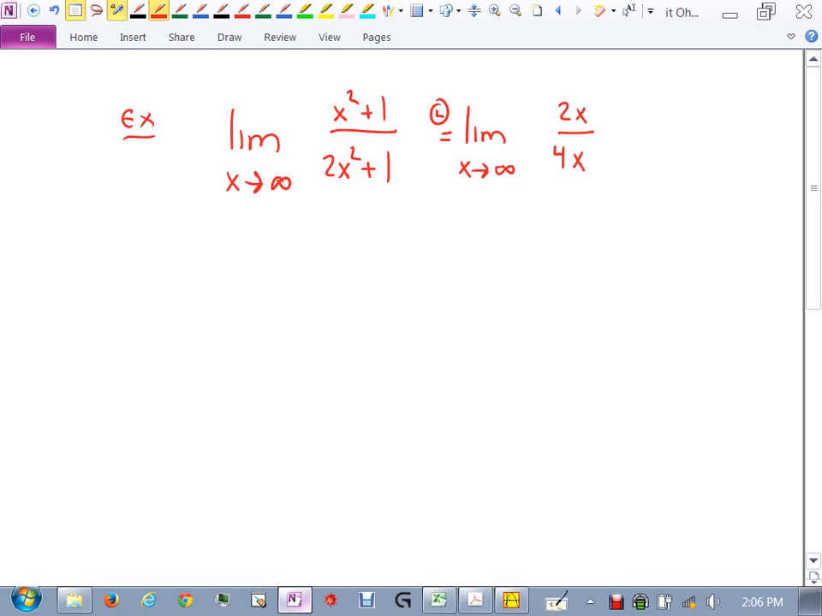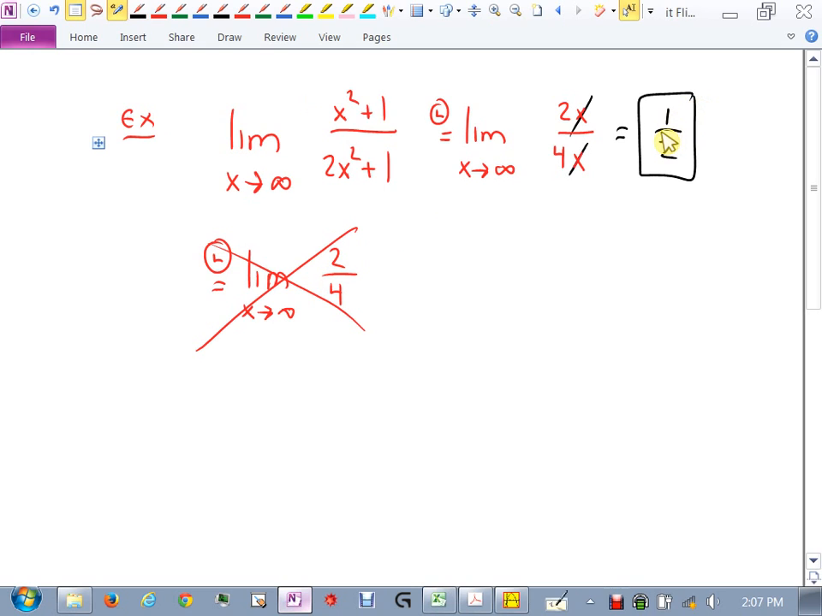But let's just say you got all gung-ho and you did L'Hopital again. In this problem you could, but you would get 2 over 4, right? If you did L'Hopital again. But this would be an illegal move. You couldn't do that. The derivative of top would be 2, the derivative of bottom would be 4. This is where we stop. We cancel, and then we get 1/2.